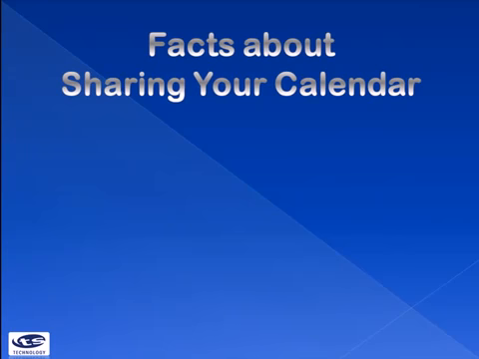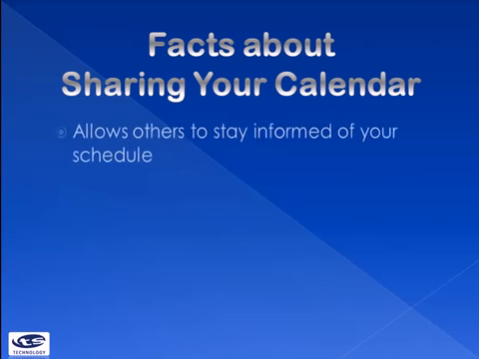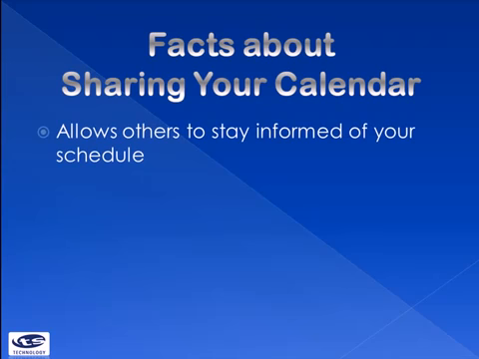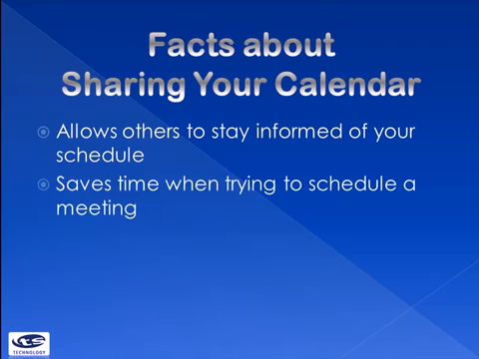The biggest reason to allow coworkers to see your calendar is that it allows them to stay informed of when you are and are not available if they are trying to collaborate a meeting on a project. They will be able to see when your schedule is free and can then send out an invitation to the meeting that suits your schedule.